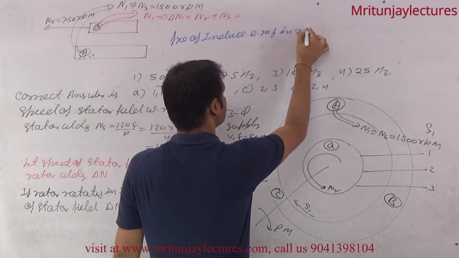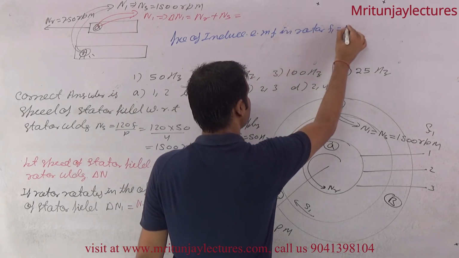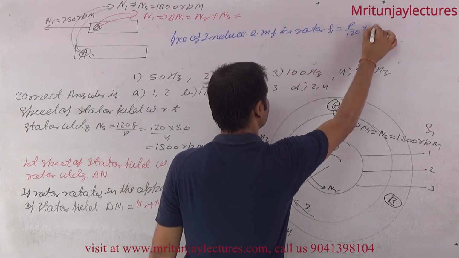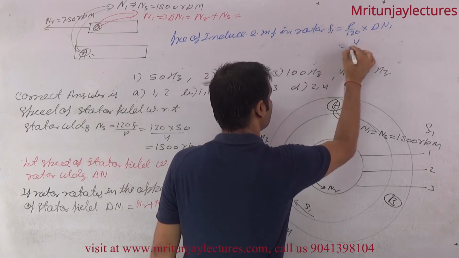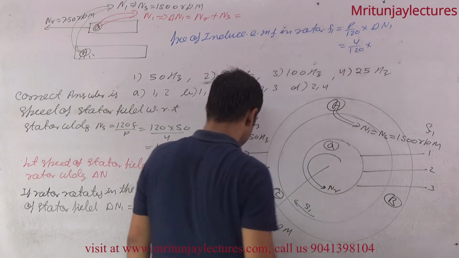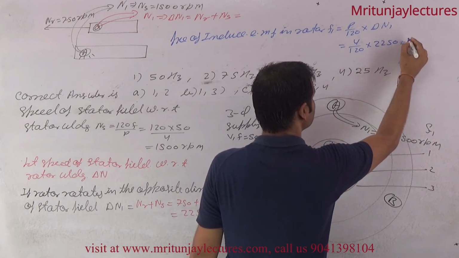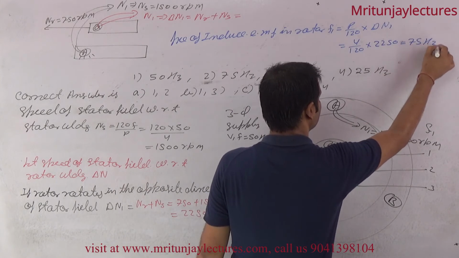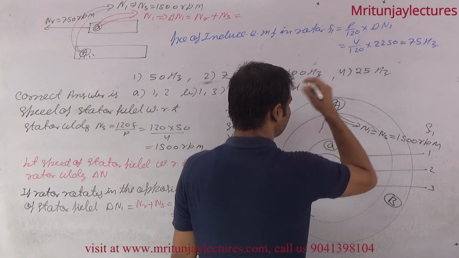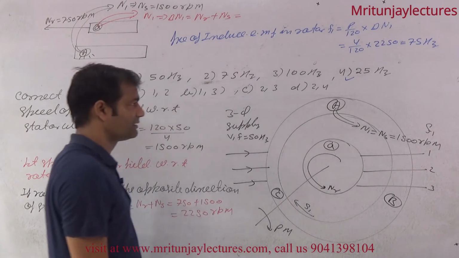The frequency of induced EMF in the rotor, f1, is equal to P upon 120 into delta N1, that is 4 upon 120 into 2250, which is finally 75 Hz. Clear? The fourth option is correct.